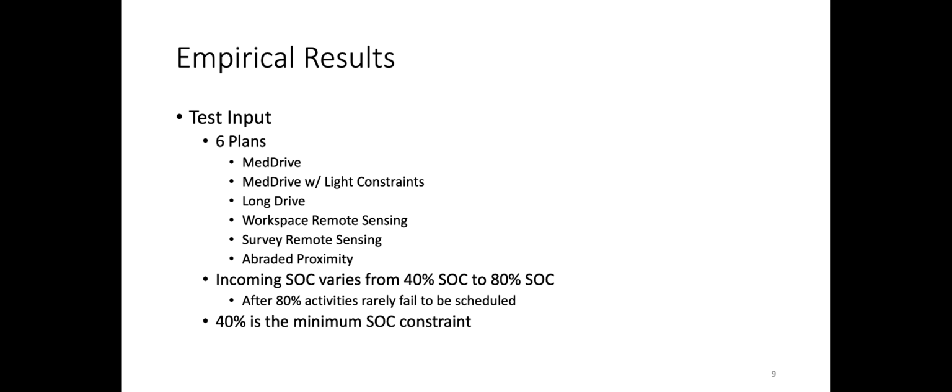So we tested these three approaches on a set of what are called sol types, which are the best guesses as to the kinds of science activities we expect to operate on the Mars 2020 rover. And we vary the incoming state of charge because, in fact, this is an energy test. And so we're trying to understand exactly what is the challenging threshold of energy.